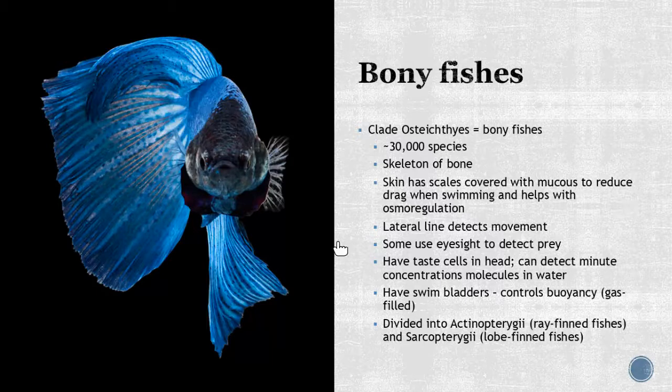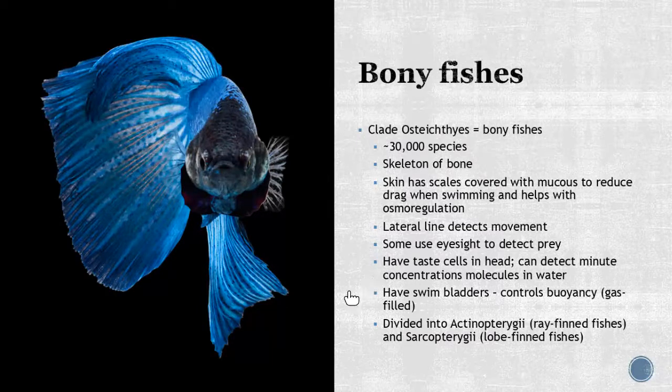Now, they do use a lateral line to help detect movement, and we're starting to see the eyesight get more and more complex. What's unique about these guys is they're going to have taste cells in their head, and they can detect minute concentrations of molecules in water, which is quite cool. You've probably heard that with sharks too, where they can detect that drop of blood in water. So that might be true about the previous group too.